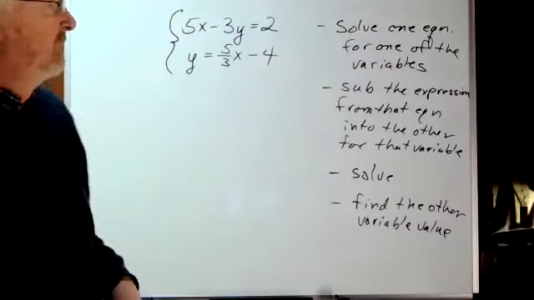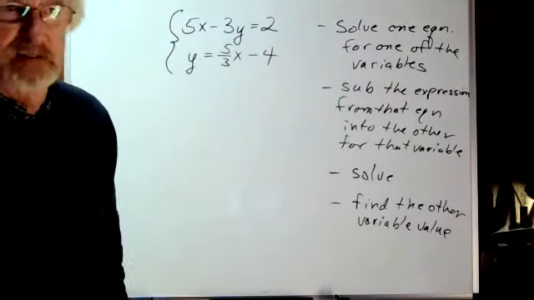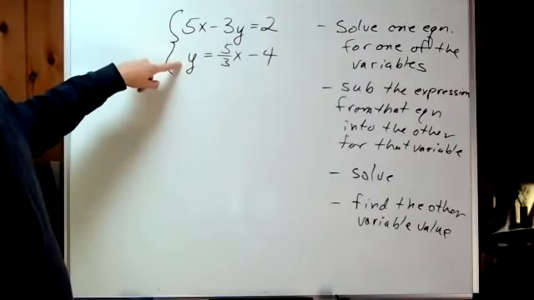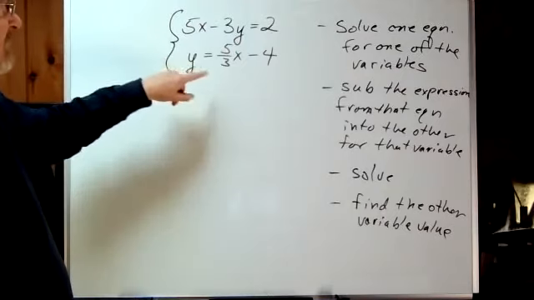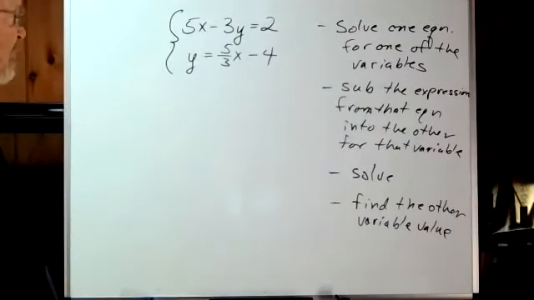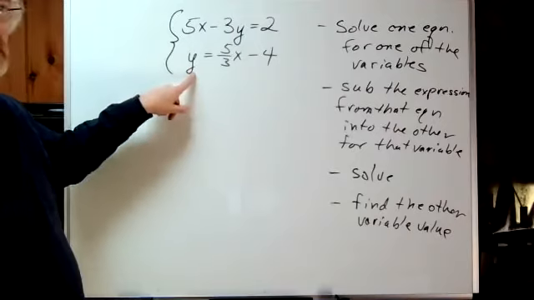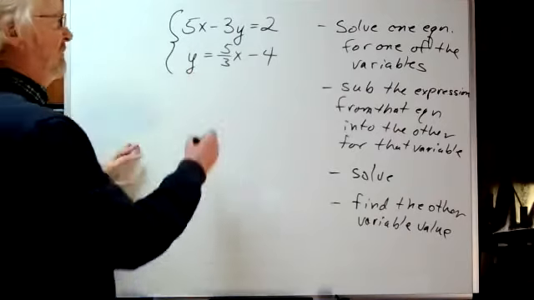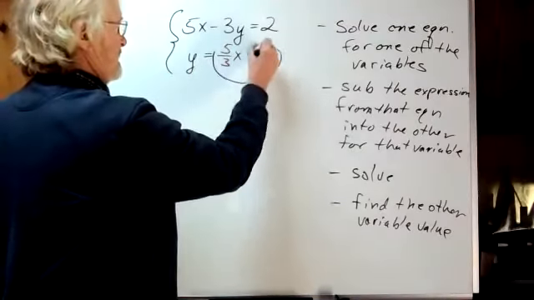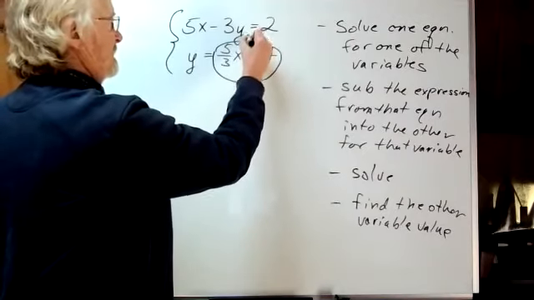Okay. Oh, here's another one of those. It's a combination of a standard form and a slope intercept, mx plus b. Again, nice thing about this one, it's already solved for y. So I could take this whole expression and plug it into that y.